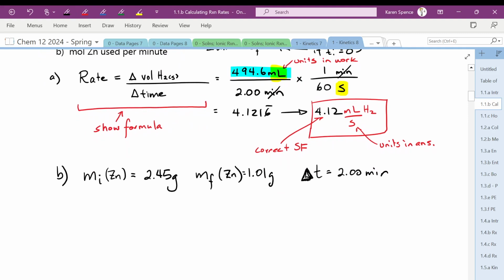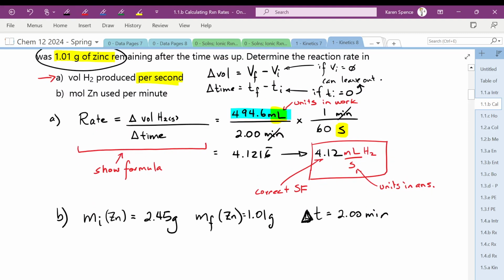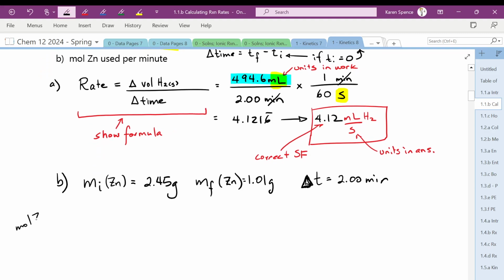What should you start by writing to solve? We want moles of zinc per minute. There's actually a few ways to attack this problem.